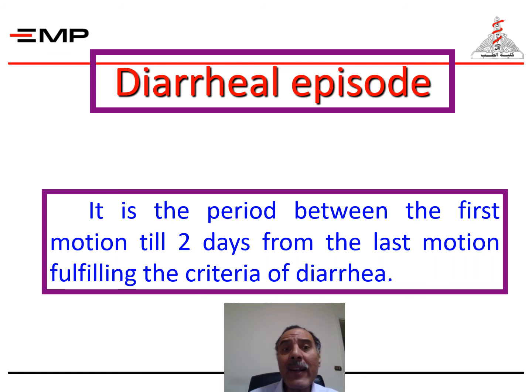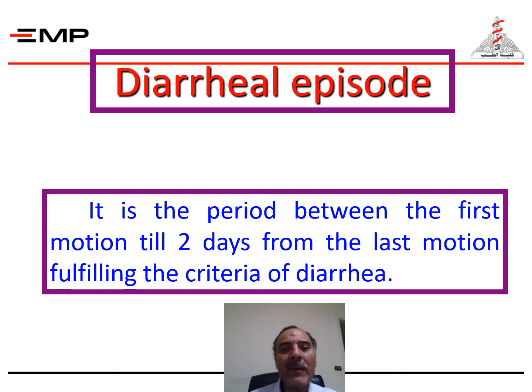So the scientific literature started to ask when we can say that this attack finished and we are now having another attack. They use the terminology episode to define this. An episode of diarrhea is the period between the first motion fulfilling the criteria of diarrhea till 2 days from the last motion fulfilling these criteria. So there should be 2 days to say that this episode has finished.